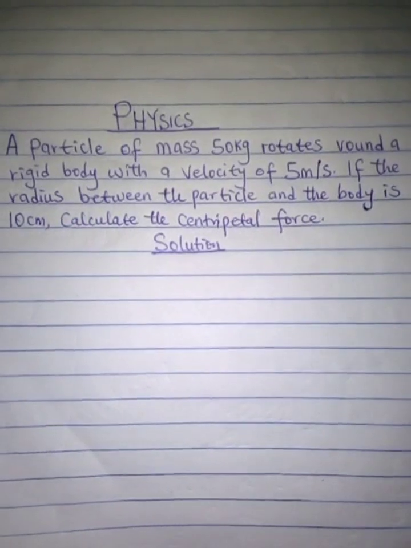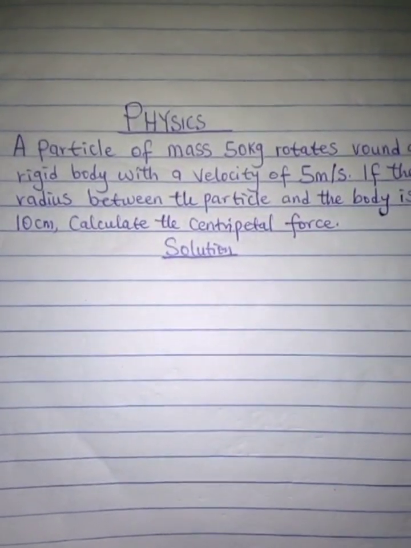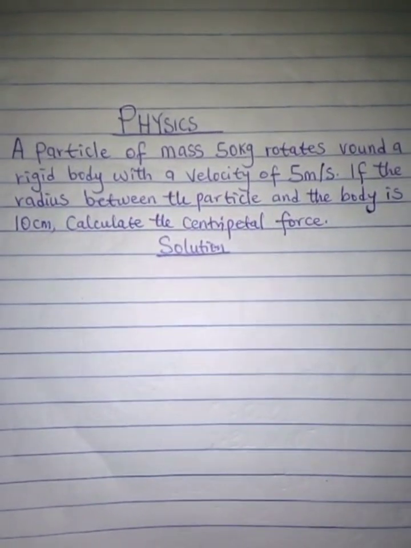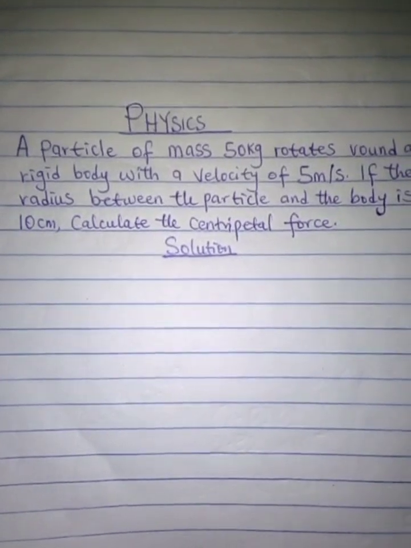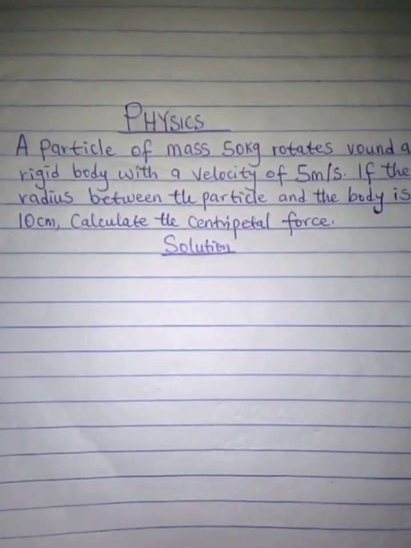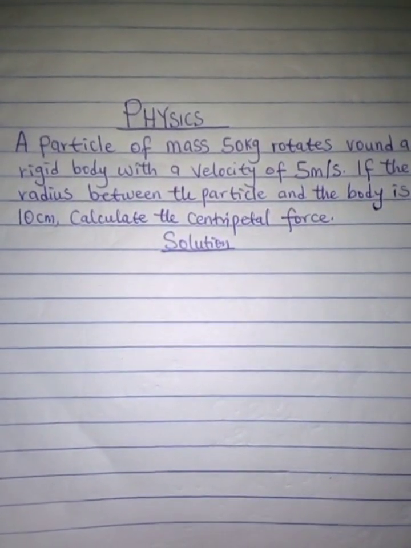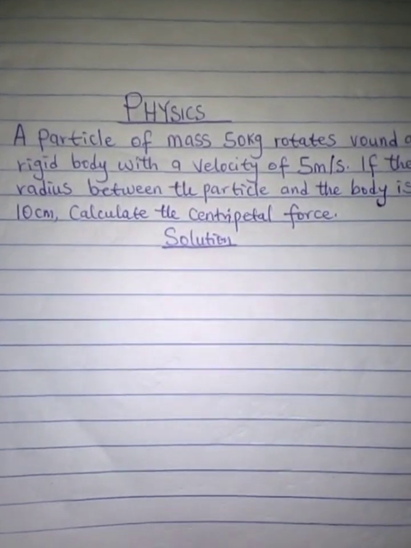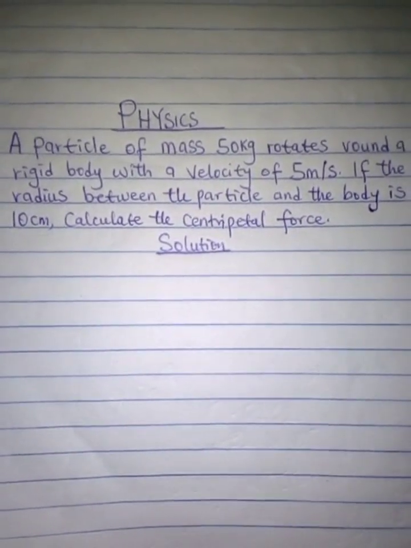Now, we know that the formula for calculating centripetal force is F equals mv squared all over r. That is, force, which is centripetal force, is equal to mass times velocity squared all over radius. So we write down the formula.